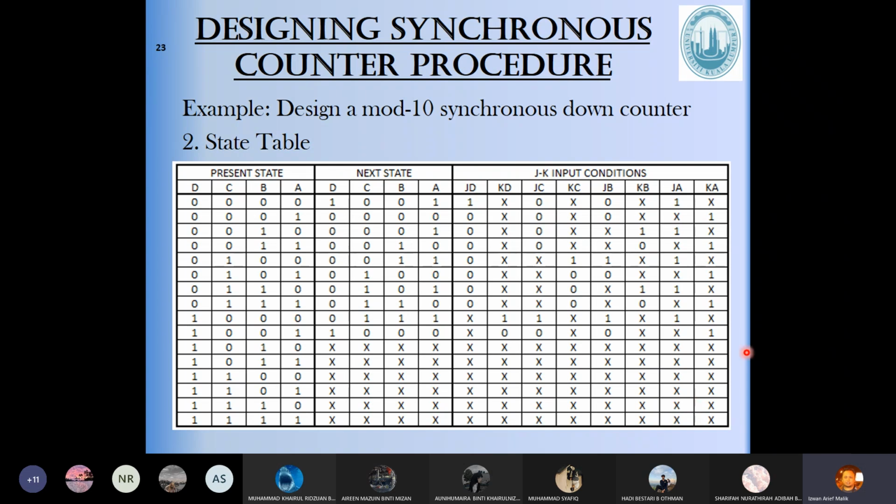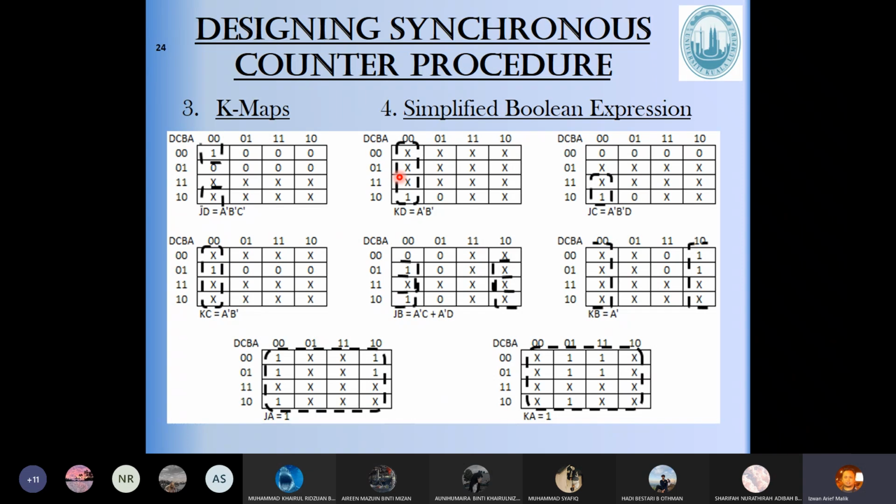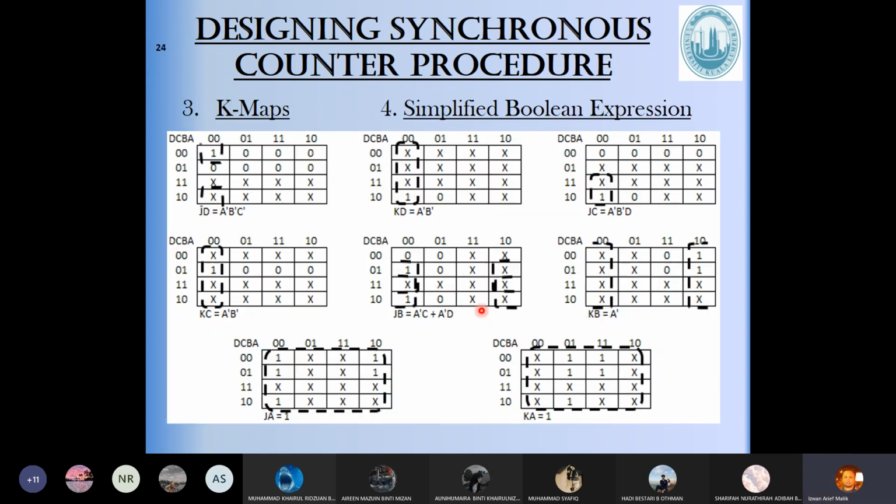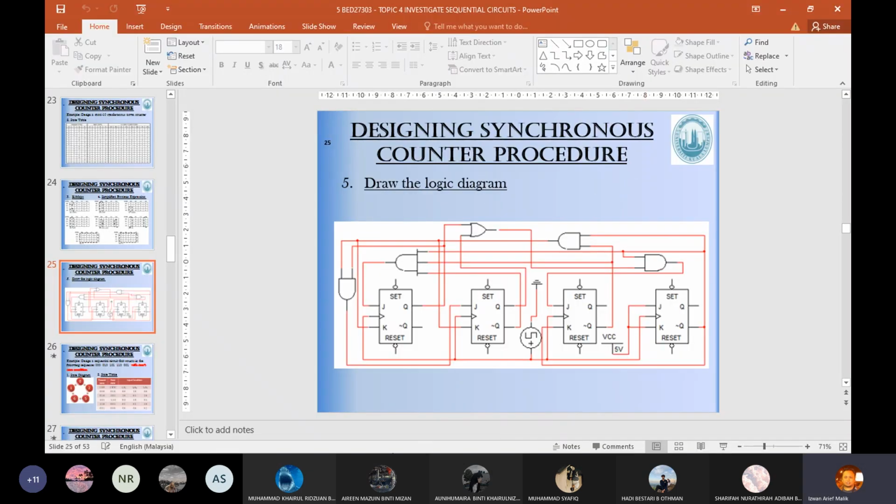Okay, and then what else? Translate to the K-maps. So 1, 0, 0, 0, 0, 0, 0, 0. So 1, 0, 0, 0, 0, 0, 0, 0. And then don't care, don't care, don't care, don't care, don't care, don't care, don't care, don't care. Okay, so for 4 variables, the way of calculating is a bit different.